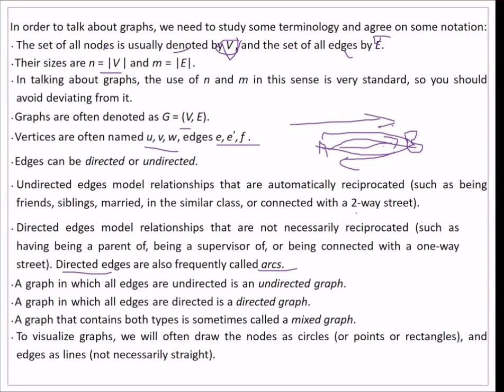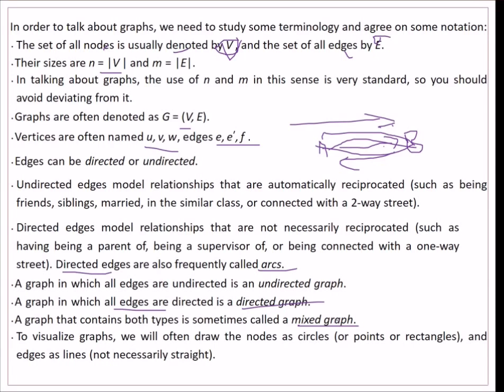So a graph which has all the edges as undirected is termed an undirected graph. Similarly, if all edges are directed, then it is termed a directed graph. And if we have directed as well as undirected edges in a single graph, we term that graph a mixed graph.